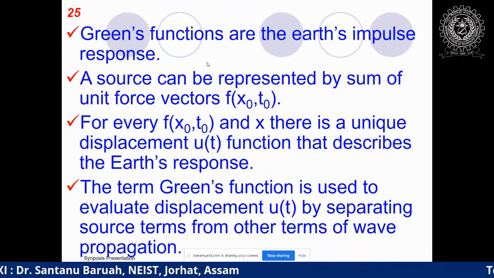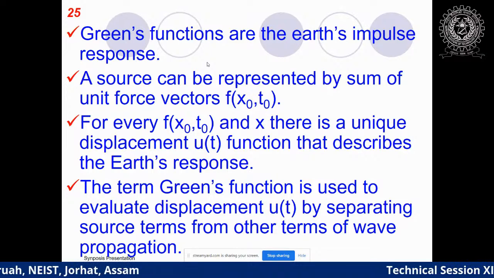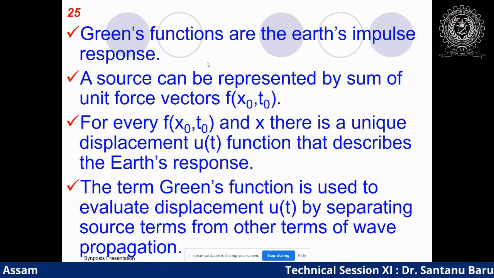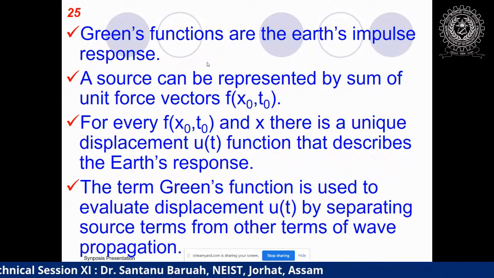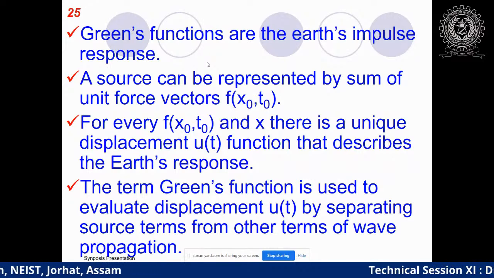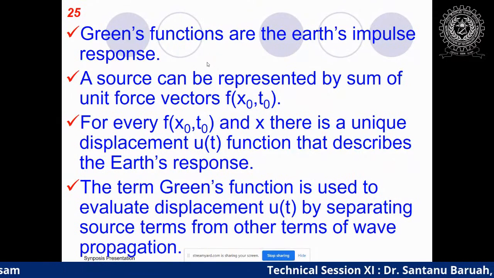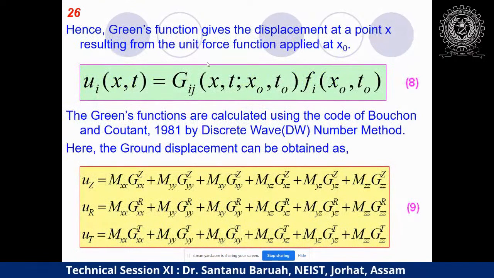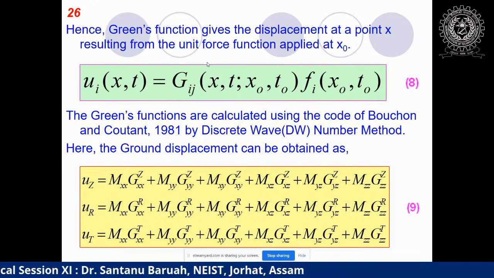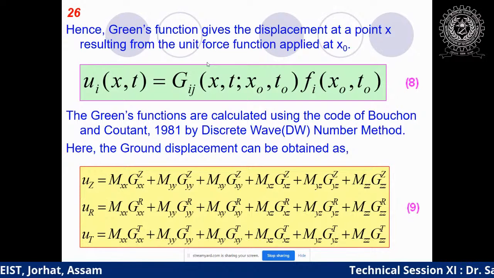Named after the British mathematician George Green, who first developed the concept in the 1830s, Green's function enables solving an inhomogeneous differential equation subject to specific initial conditions. So in one word, Green's function is nothing but the Earth's impulse response due to an earthquake. Hence, Green's function gives the displacement at a point x resulting from a unit force function applied at x naught, shown by this simple formula, equation number 8.